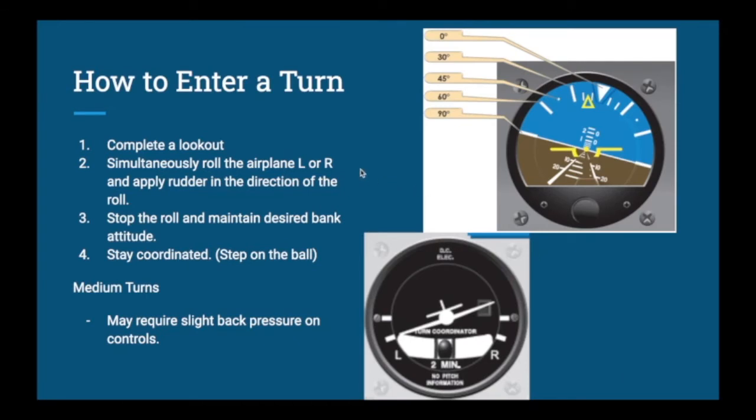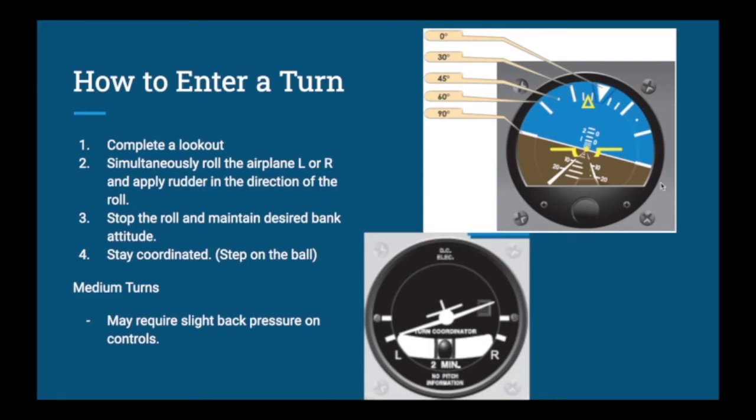All right, entering a turn. Step number one, always do a lookout. So we're looking left, we're looking right, ahead of the turn, making sure there's no traffic and no obstacles. Then you're gonna simultaneously roll the airplane to the left and apply rudder in the direction of the roll. Then you're gonna stop the roll and maintain your desired bank attitude. Remembering when you neutralize those ailerons, you're also gonna neutralize the rudder.